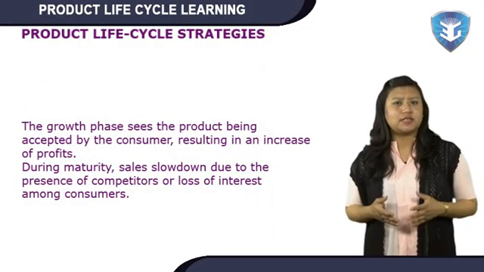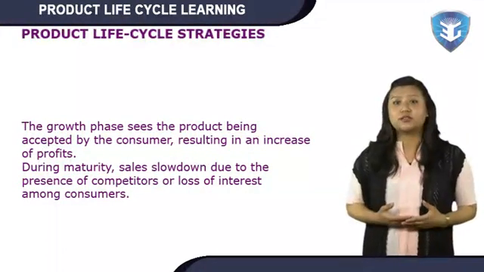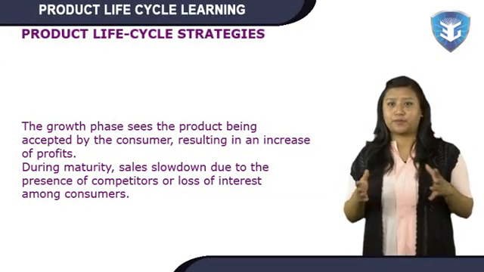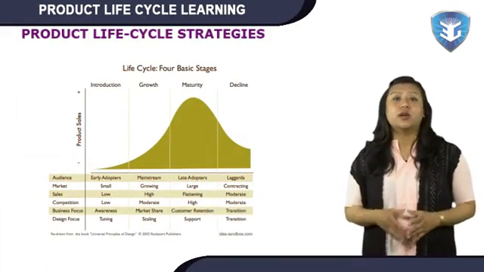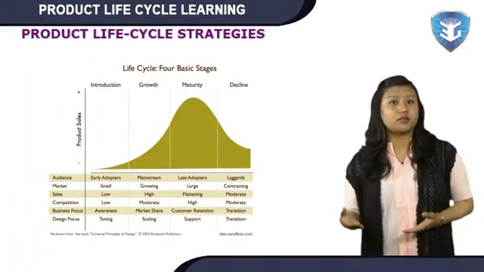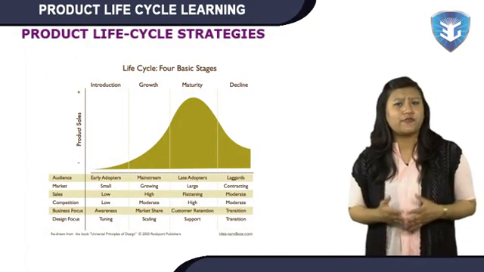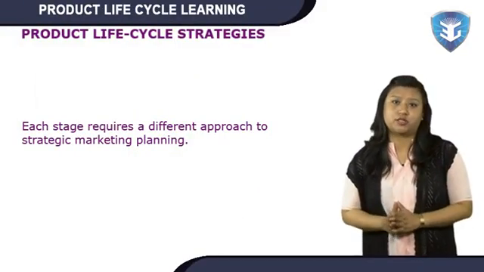The growth phase sees the product being accepted by the consumer, resulting in an increase of profits. During maturity, sales slow down due to the presence of competitors or the loss of interest among the consumers. Even though this phase may lead to the decline of the product, some companies have managed to re-enter a growth phase after carefully repositioning their products. Each stage requires a different approach to strategic marketing planning.